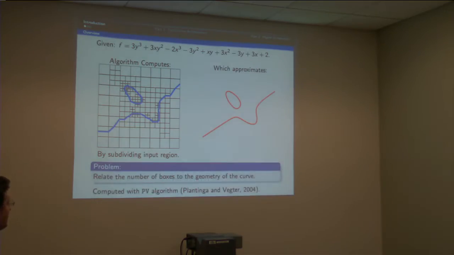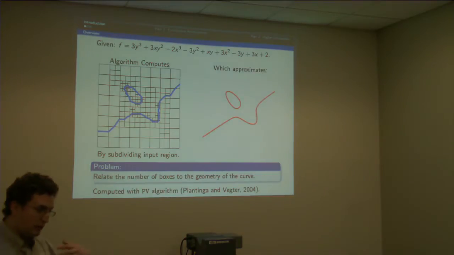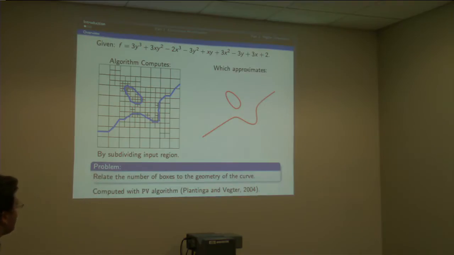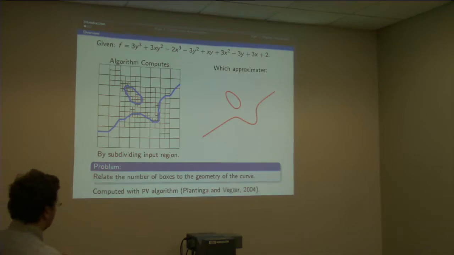So the general problem that I want you to think about at first here, we're going to step back from this as we go and then come back to this one, is we want to relate the number of boxes to the geometry. How does the geometry affect how fine the subdivision is locally? And the algorithm that I'm showing here is called the PV algorithm.